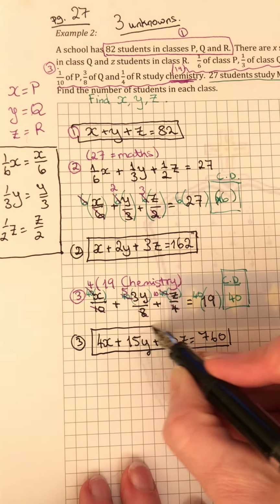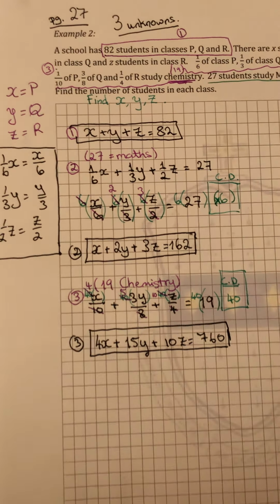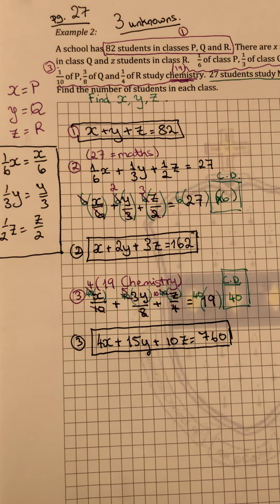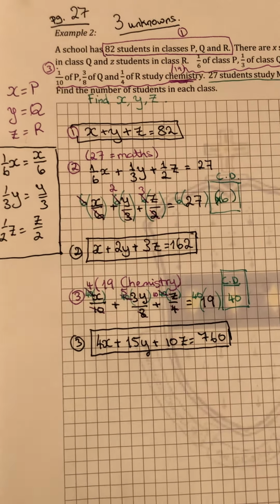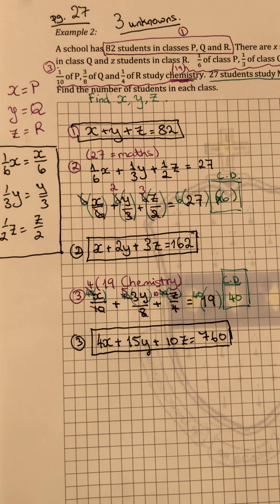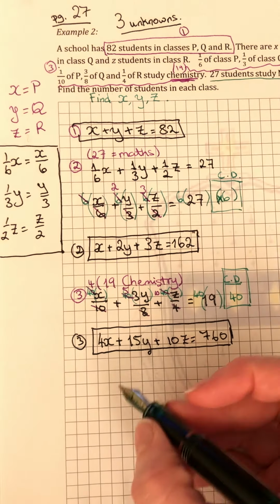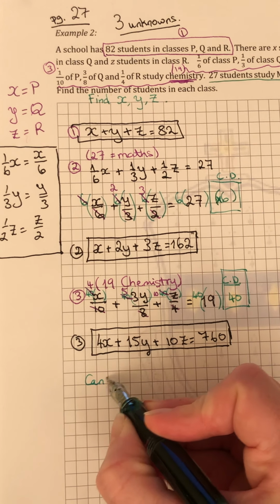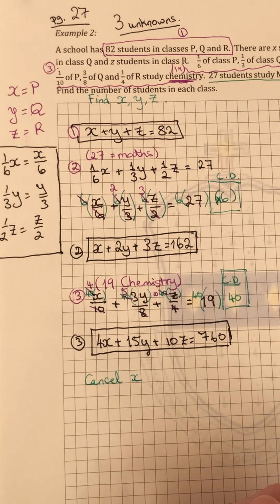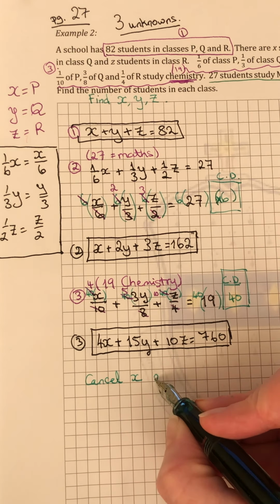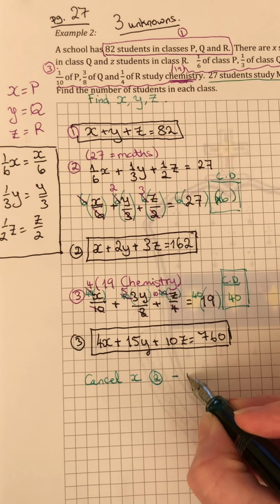Now, all that's left to do is to solve these in the usual way. So if we look at the first two equations, we can see that two of them have a coefficient of 1 in front of the x. So it's probably easiest to cancel x first. I'm going to cancel x. And what I'll do is I'll do equation 2 and take away equation 1.